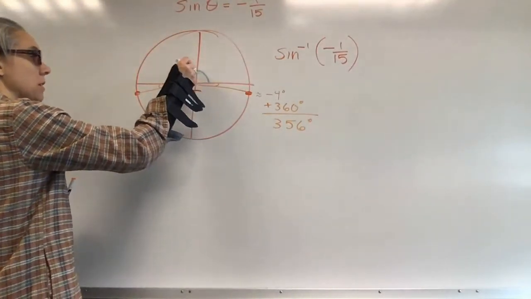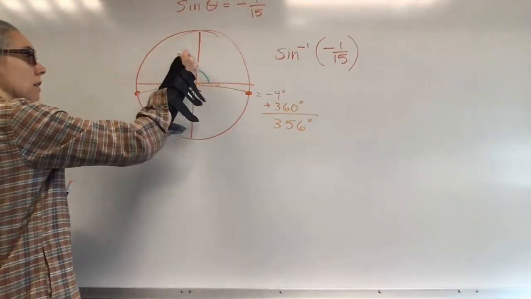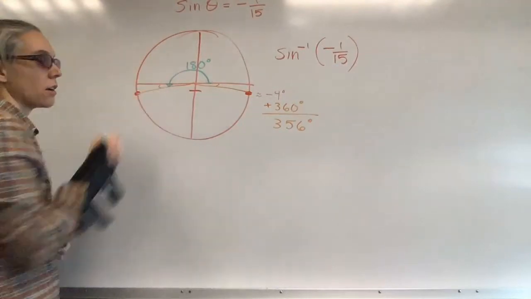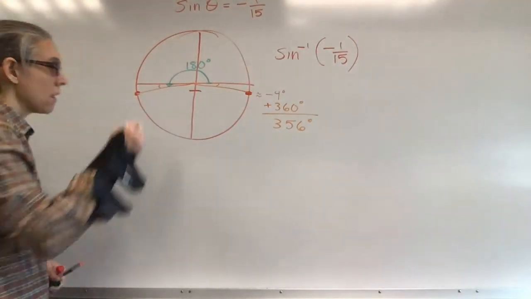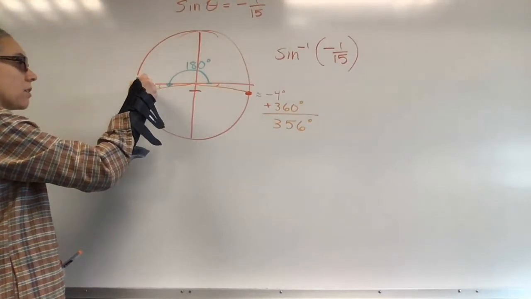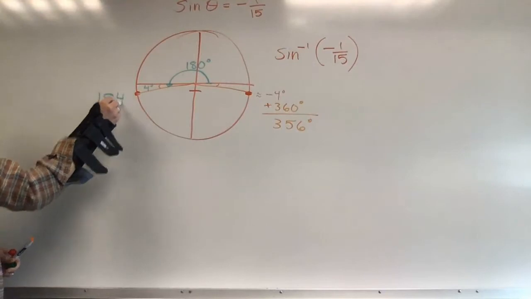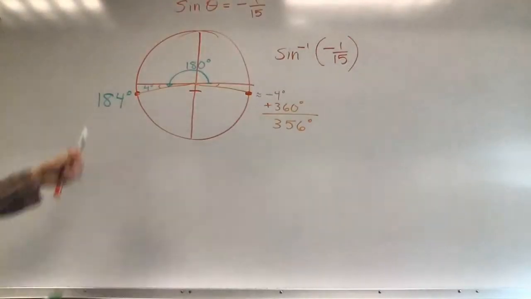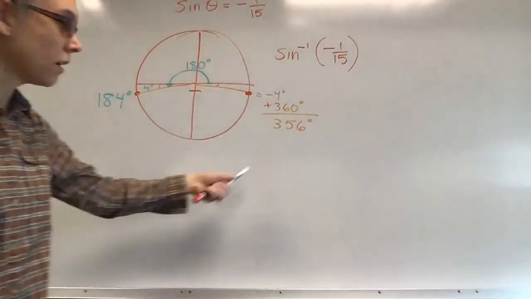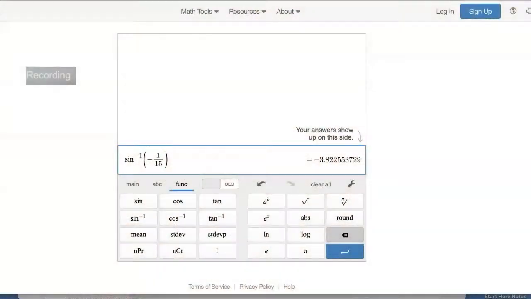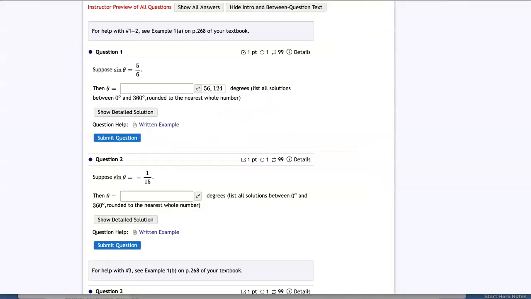So the first piece of this angle is the 180 degree angle that starts at the positive x-axis and goes to the negative x-axis, right? Then you add on to that 180 degrees, the 4 degrees, and you get a grand total of 184 degrees. So we have two answers, 184 degrees and 356 degrees. So switching back now, we've got 184 degrees and 356 degrees.